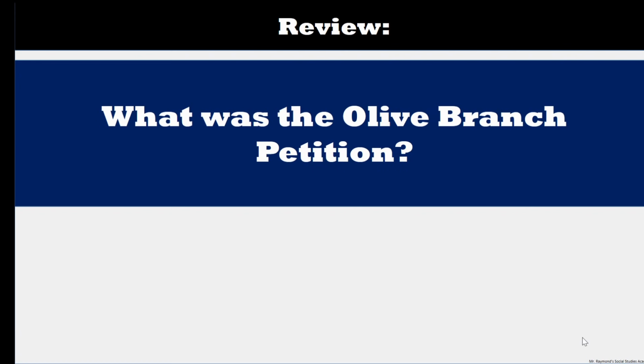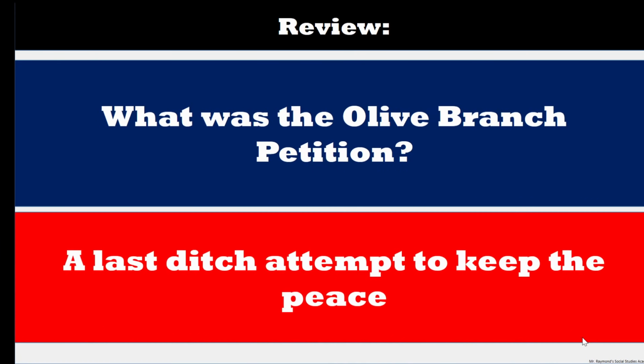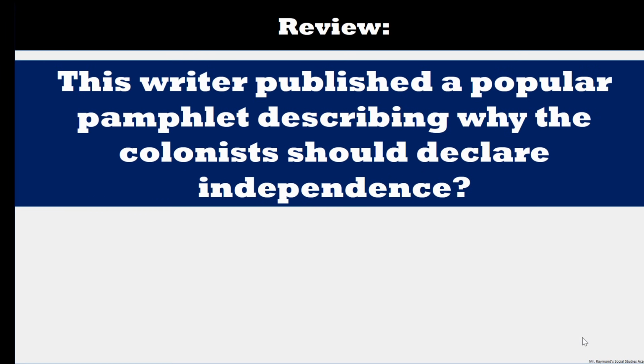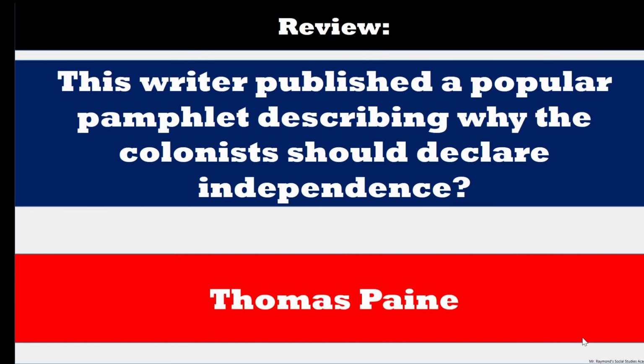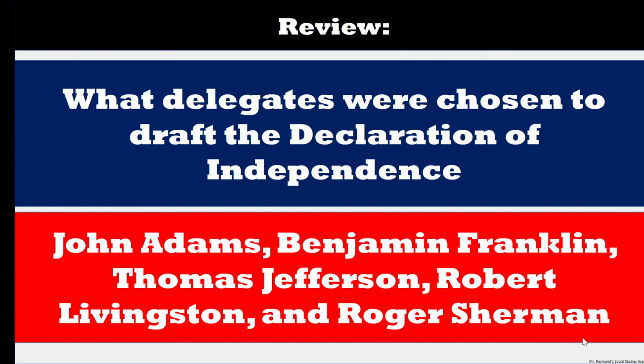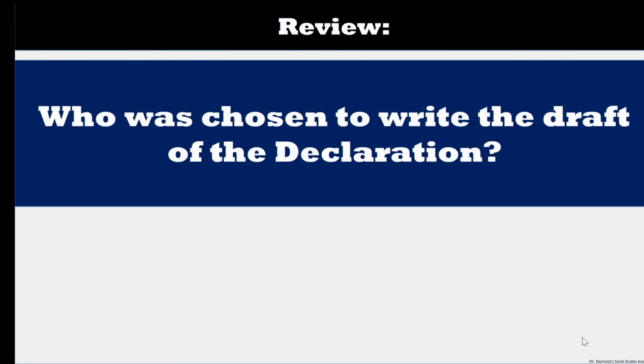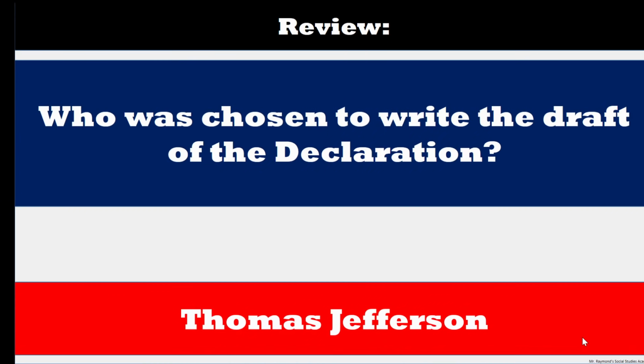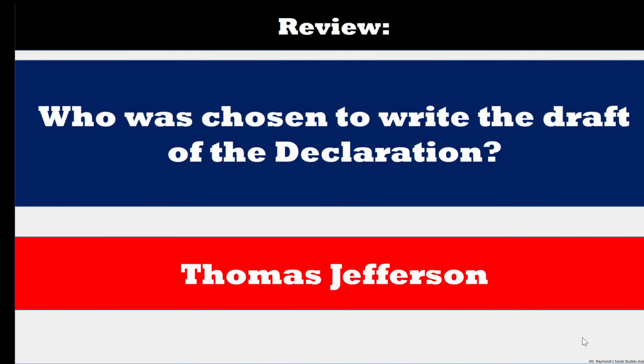What was the Olive Branch Petition? This was a last-ditch attempt to keep the peace with Great Britain. This writer published a popular pamphlet describing why the colonists should declare their independence. Thomas Paine. What delegates were chosen to draft the Declaration of Independence? John Adams, Benjamin Franklin, Thomas Jefferson, Robert Livingston, and Roger Sherman. Who was chosen to write the draft of the Declaration? Well, that would be TJ, Thomas Jefferson.